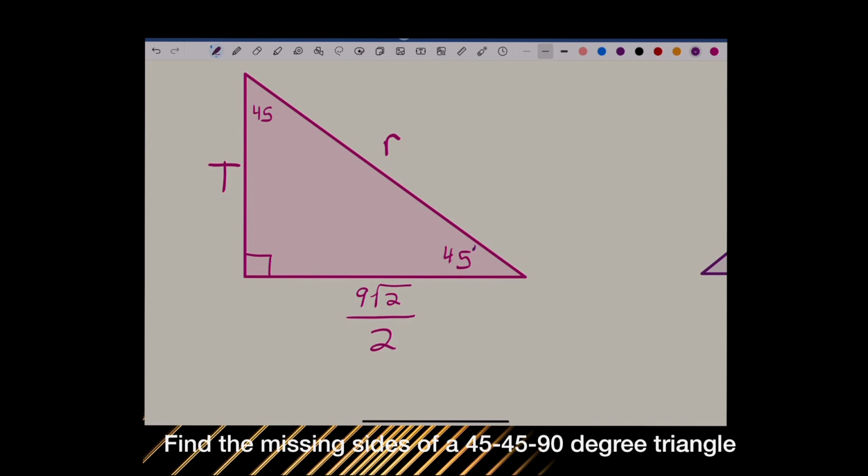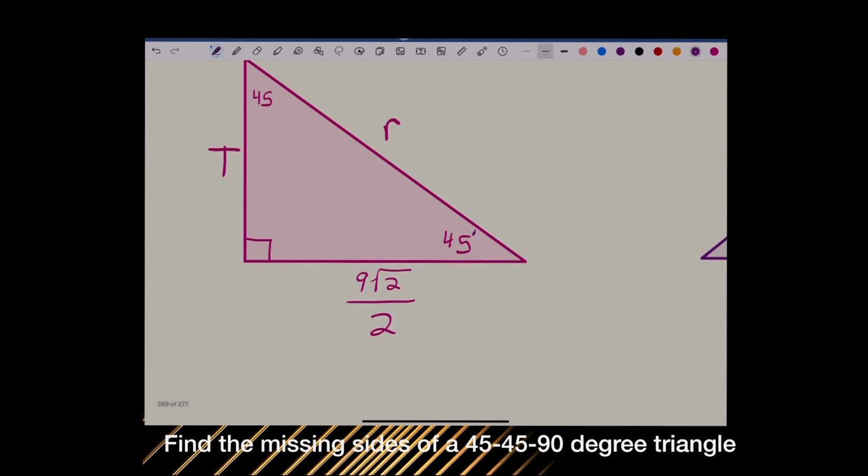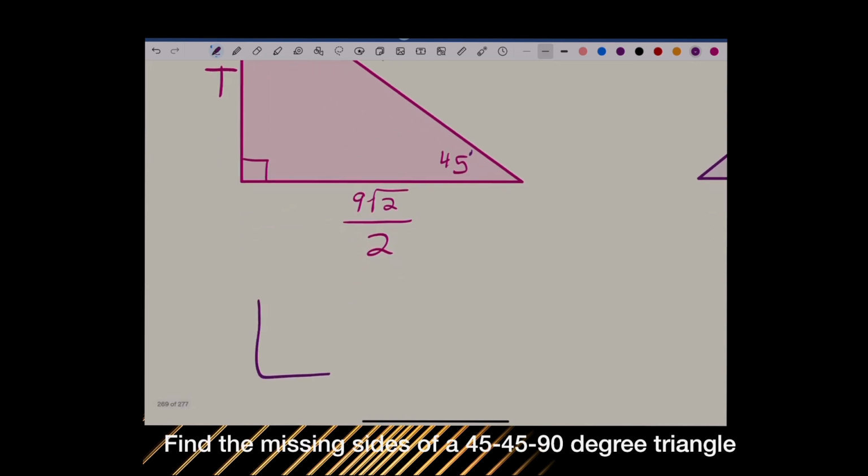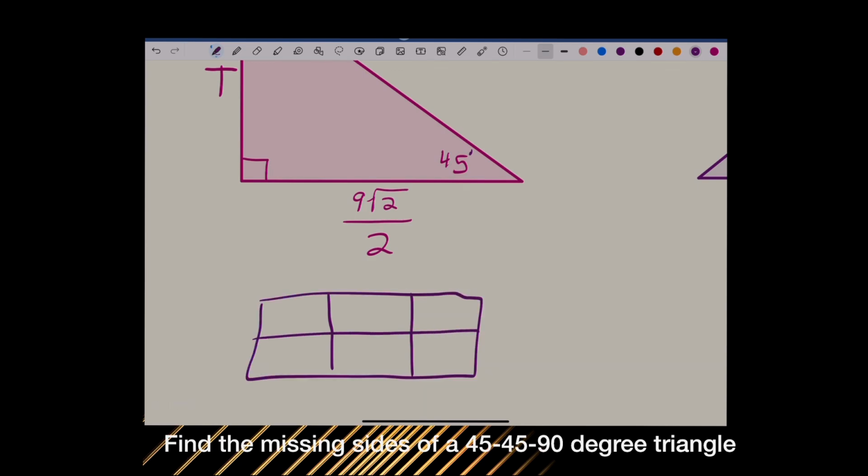So again, taking that times the square root of 2 becomes a little bit more difficult. That's, again, why I like to set the table up. So I'm going to set up my table. I've got n, and n times the square root of 2. I know a leg. It's 9 times the square root of 2 over 2.